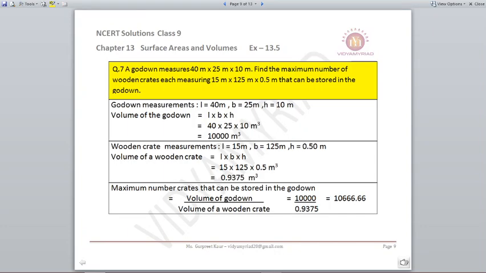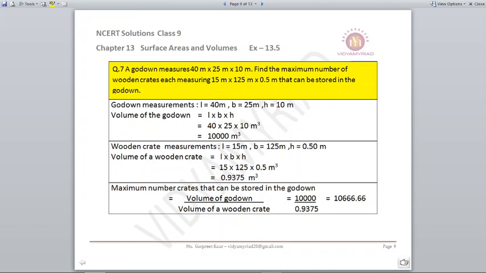Question number 7. A godown measures 40 meters, 25 meters and 10 meters. Find the maximum number of wooden crates, each measuring 15 meters, 125 meters and 0.5 meters, that can be stored in the godown. So let us first talk about the godown measurement. They are given 40, 25, 10. Find its volume. It comes to 10,000 meter cube.